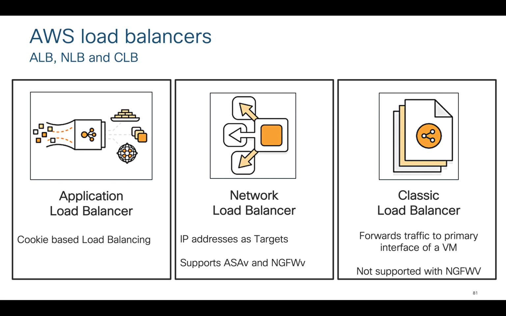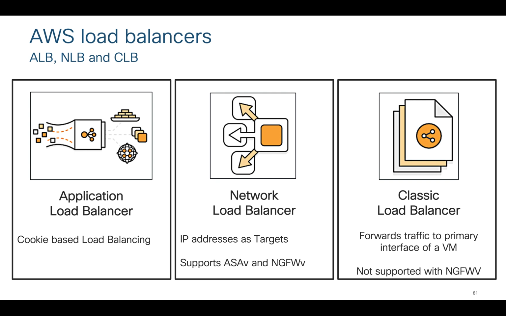ALB, which is Application Load Balancer. It does load balancing based on cookies. Then they have Network Load Balancer, where you can have IP address as your target. So in your Network Load Balancer, you can create target groups, and in the target groups, you can specify IP address of your internal firewalls. It is supported with ASA and next generation firewall, but there is a classical load balancer as well.